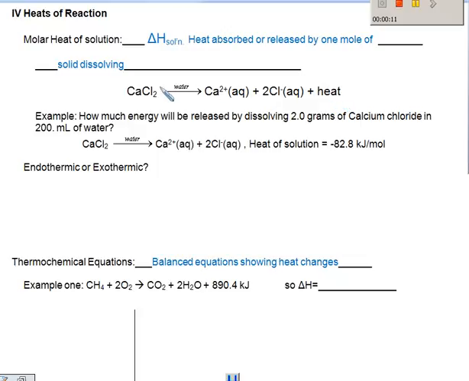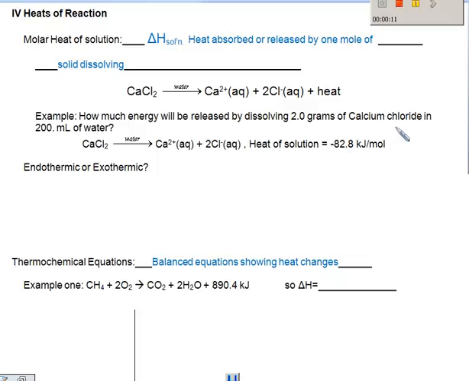So here's a problem that we're going to work. The question is, how much energy will be released by dissolving 2.0 grams of calcium chloride in 200 mLs of water? And we're given the dissociation equation right here. And we're told that the heat of solution is negative 82.8 kilojoules per mole.